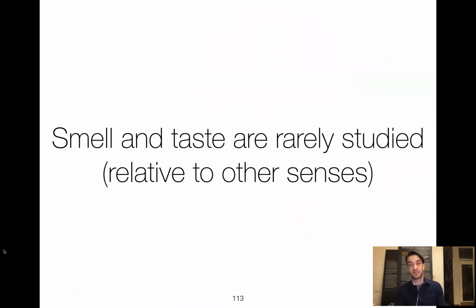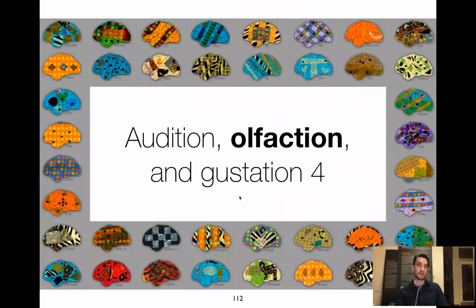So now we're going to take another break, and we're going to move on to smell and taste. Unfortunately, they're rarely studied relative to the other two senses. So in lecture 4 of today, we'll talk about olfaction, and then in lecture 5, we'll talk about gustation, and then that'll be it. It will just be those five for this week.